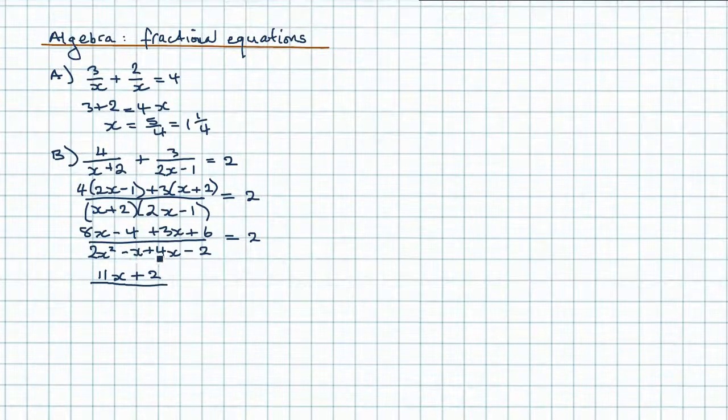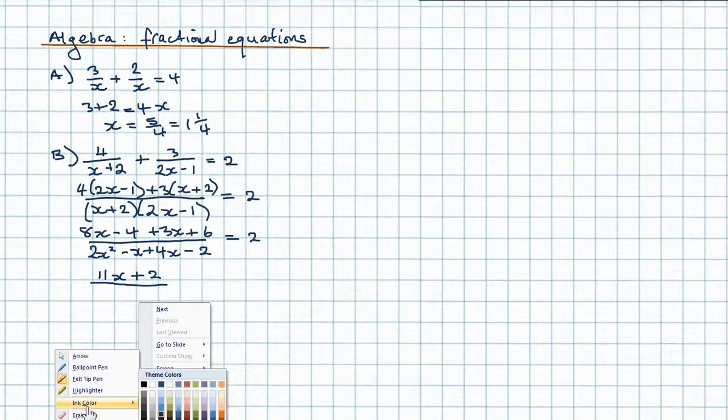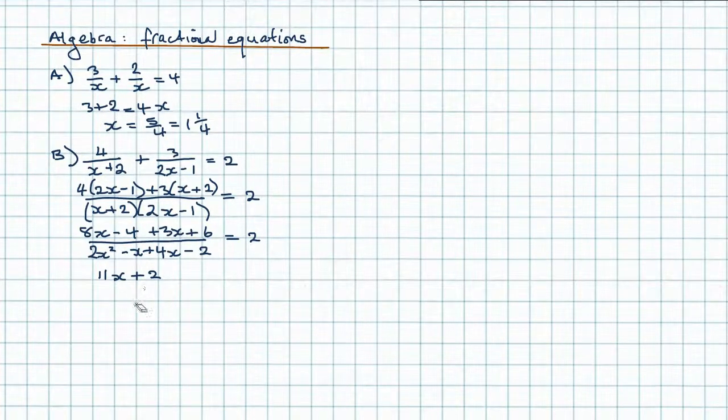My denominator is just these middle terms that need simplifying. So 2x squared, nothing to do there, but 4x minus x is going to be plus 3x, and then minus 2, equal to 2.